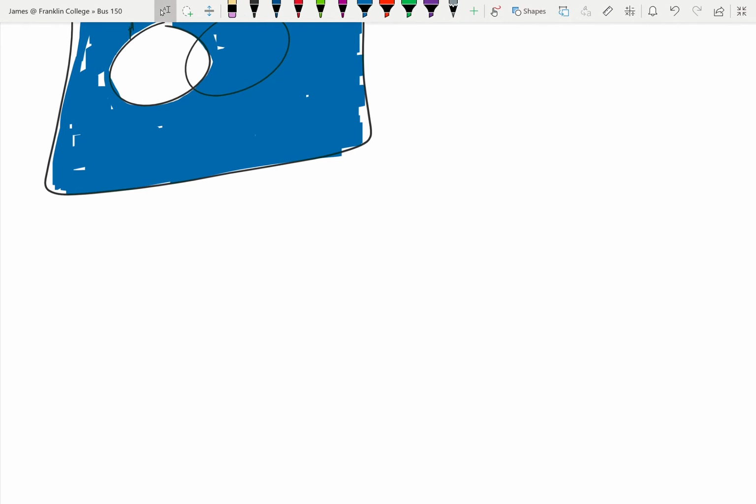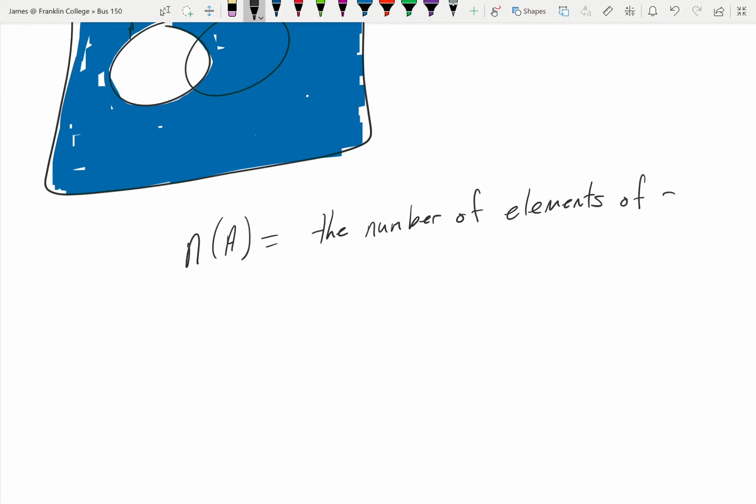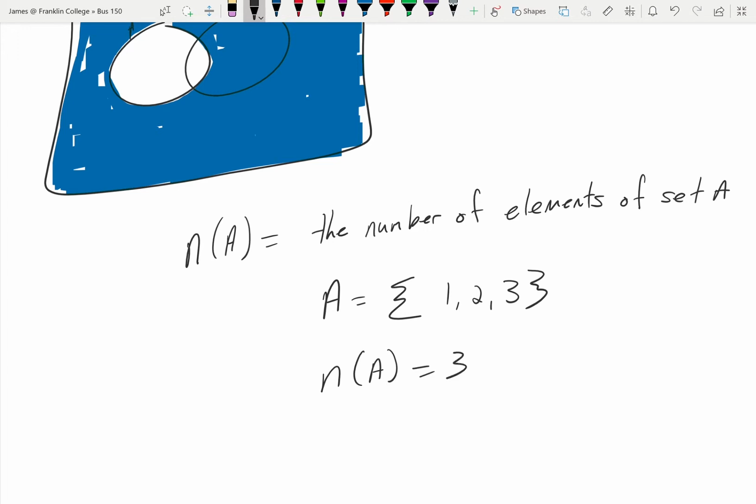We can also talk about the number of elements in a set. So if A was the set 1, 2, 3, then we know that the number of elements in A is equal to 3, because how many things do we have in A? Well, we have 1 thing, 2 things, 3 things. So the number of elements in A is just 3.